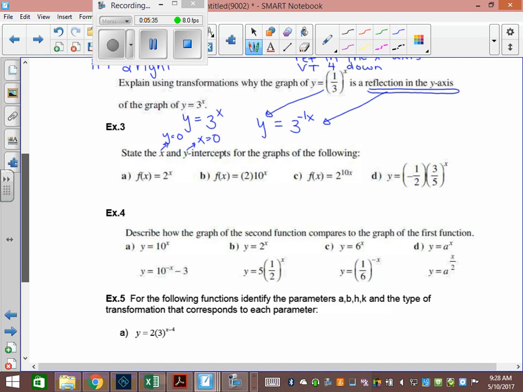Okay? So this is going to be y equals 2 to the 0, which is 1. So my y-intercept is at 0 and 1. This one is going to be y equals 2 times 10 to the 0, which is 2 times 1, which is 2. So I have a y-intercept of 0 and 2.